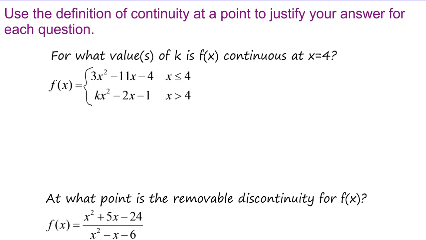Finally, here we have a piecewise function, but we don't know the value of k, and we want to find the value of k such that we force this thing to be continuous at x equals 4. Notice that 4 is where we have the break from one piece to the other. We have a piece of a parabola and a piece of another parabola. If we're going to force continuity, then we want the left and the right sides to be the same value. So let's take this and set it equal to that. So 3x squared minus 11x minus 4 equals kx squared minus 2x minus 1. And we're forcing them to be equal when x equals 4. So I'm going to plug 4 in for x.